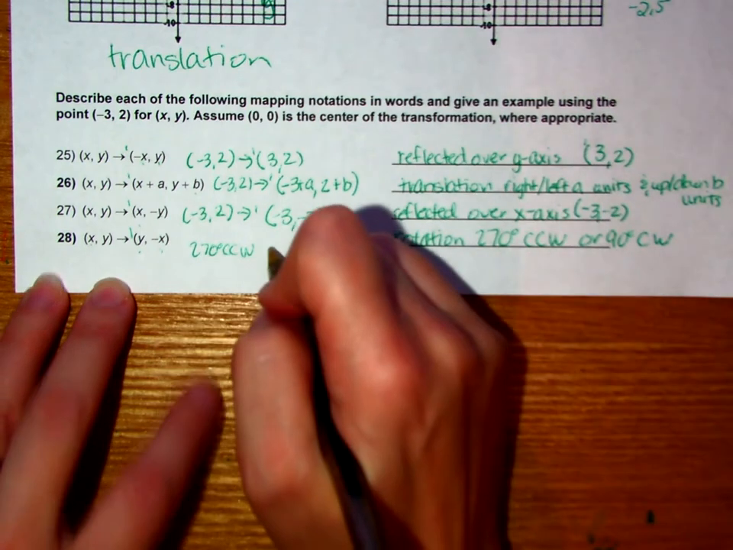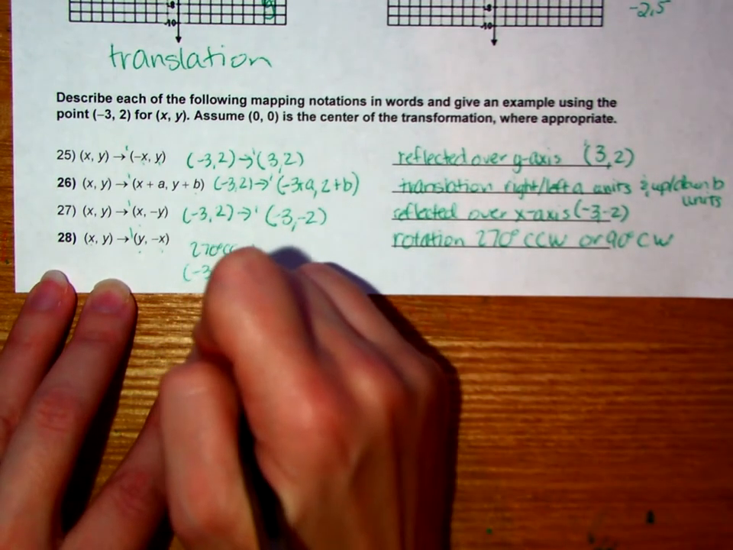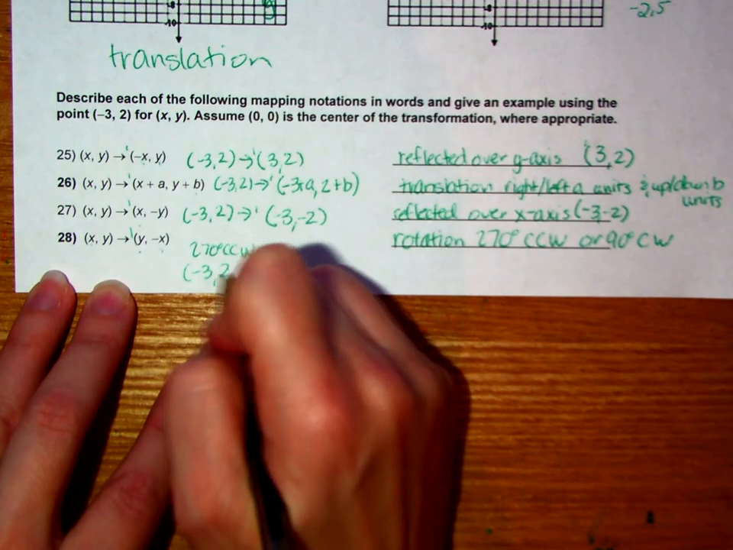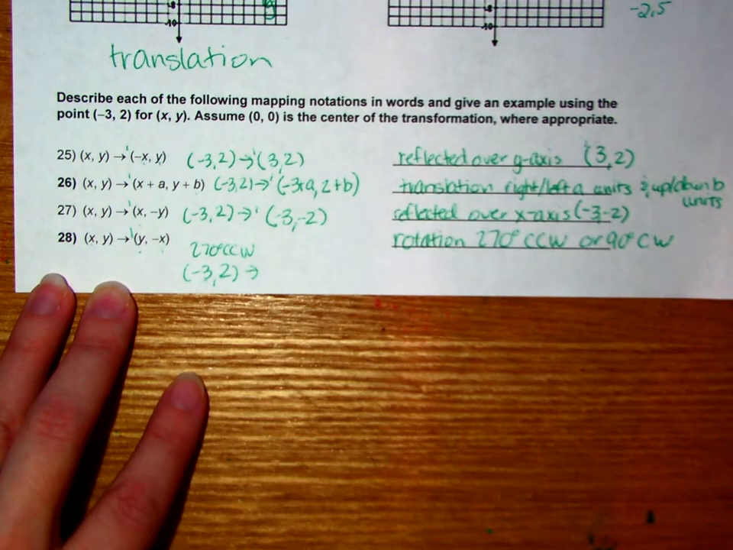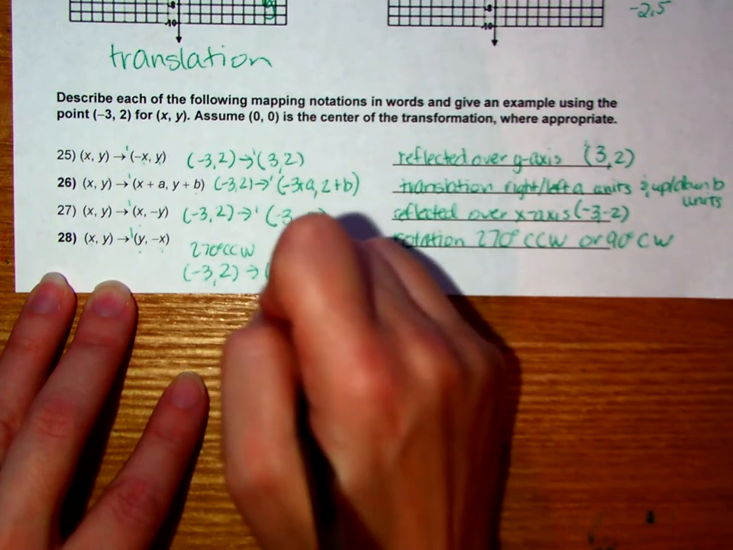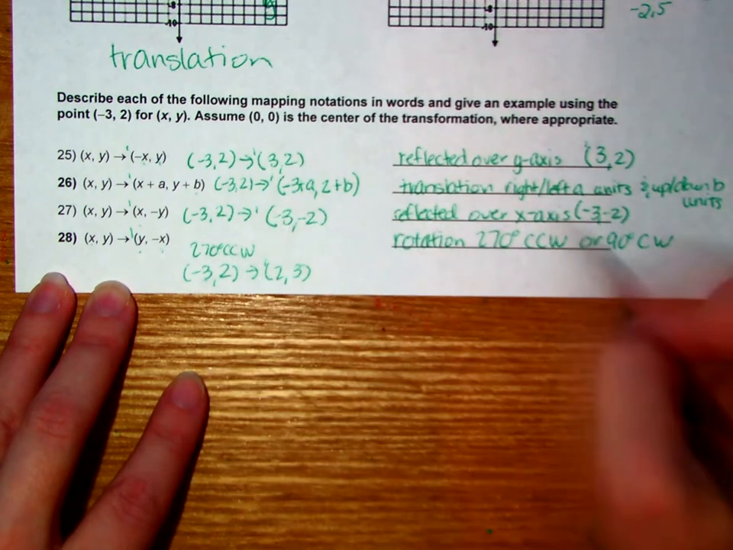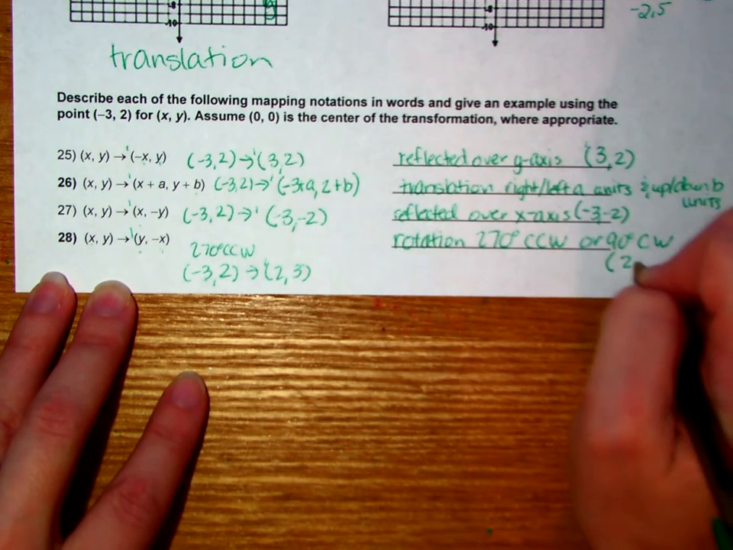Now let's go ahead and do that with our (-3, +2). 270 degrees, find the opposite of this x, which makes it +3, and now switch it. So that makes it (2, +3). So that would be our final ordered pair here: (2, +3).